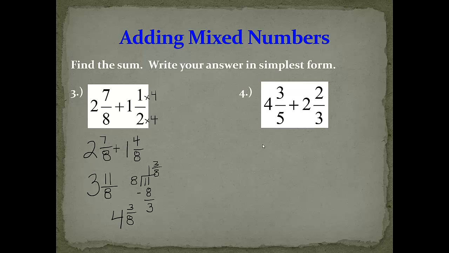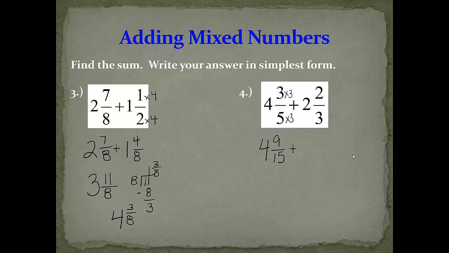And now for number 4, we have 4 3/5 plus 2 2/3. Our denominator, we have 5 and 3, would need to be 15 because our least common denominator or our least common multiple of 5 and 3 is 15. So we will multiply our first fraction by 3. Our whole number stays the same, so we have 4. 3 times 3 is 9. And 5 times 3 is 15.